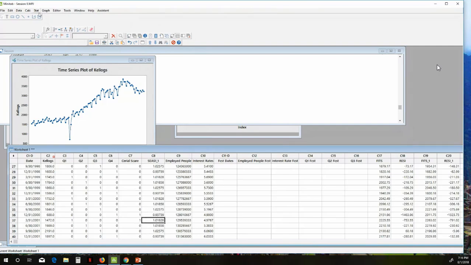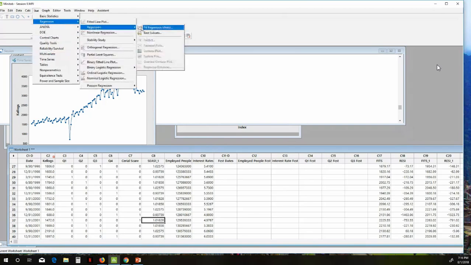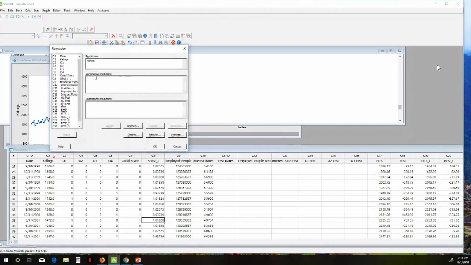Run the regression again. Stat, Regression, Fit regression model. And now I'm going to put Kellogg's, and we want to put employed people and interest rates, right? And we wanted to put 1, 2, and 3 seasonals, and then put the serial scare in as a categorical variable. Let's see what happens now.